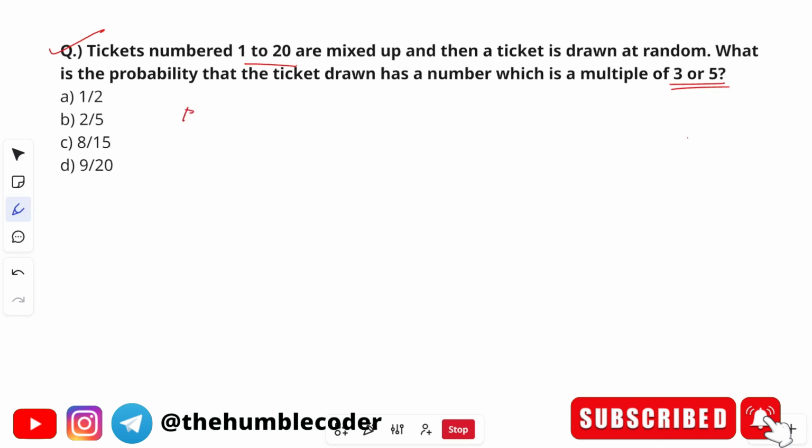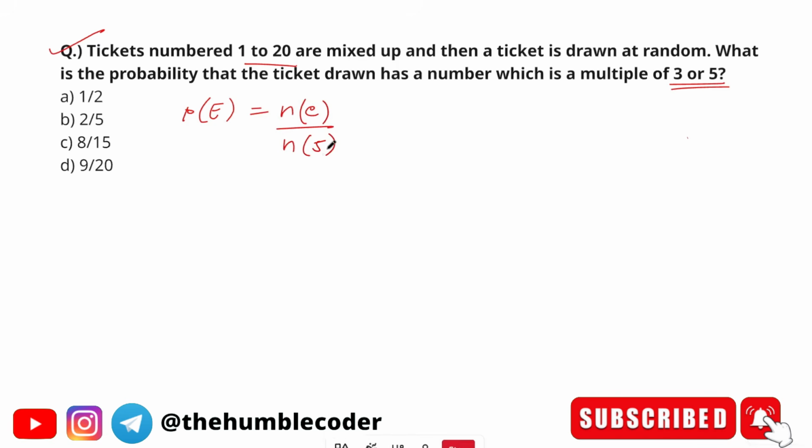First of all, we know the probability formula: the probability of an event is equal to n of E divided by n of S. Now what is n of E and what is n of S? n of E is simply the event and n of S is the sample space. Let's try to find out the values of these, and then we will substitute them in this formula to find our answer.